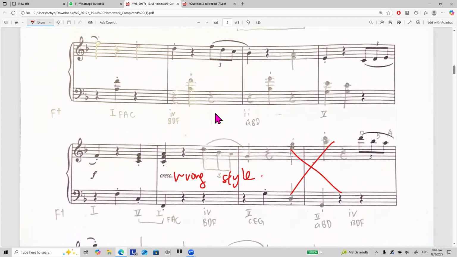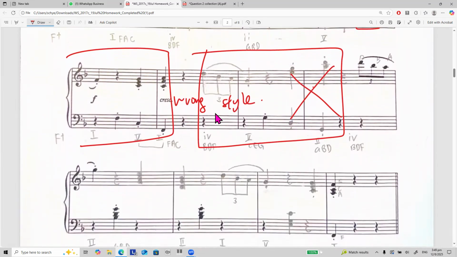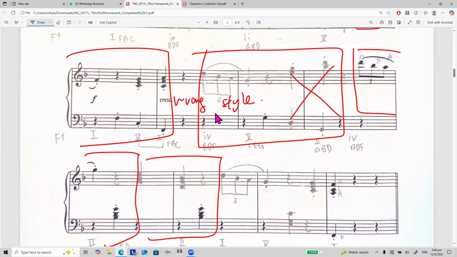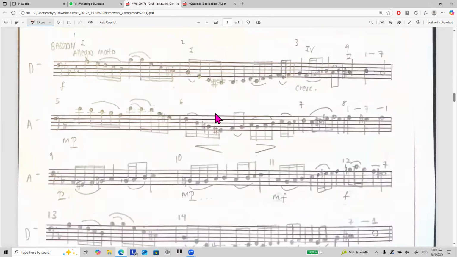C, D, E, F, G, A. This whole block should be imitated here, should be repeated here. The style should be repeated, but it's not repeated. And this one also. And then the leading note and tonic also not resolved. So this one is a totally wrong style.